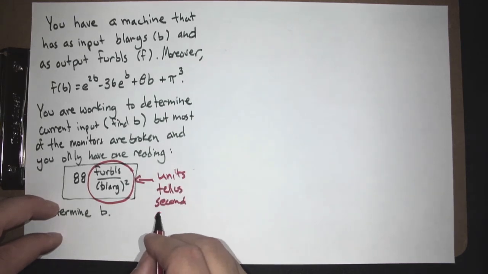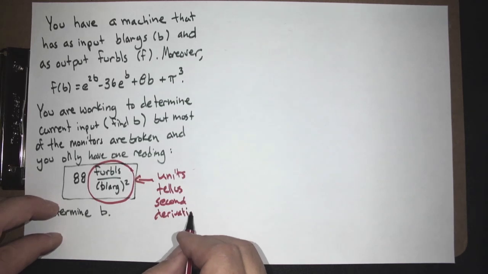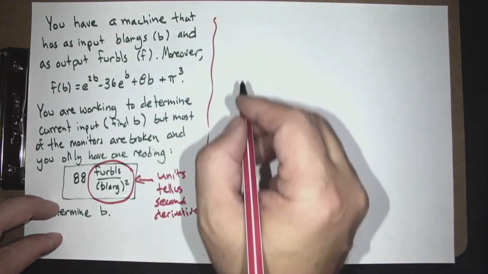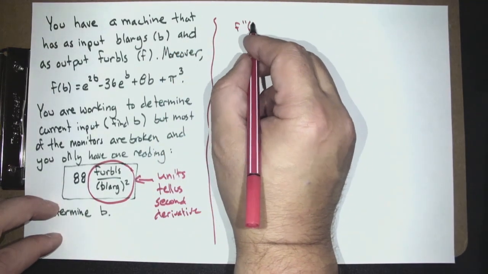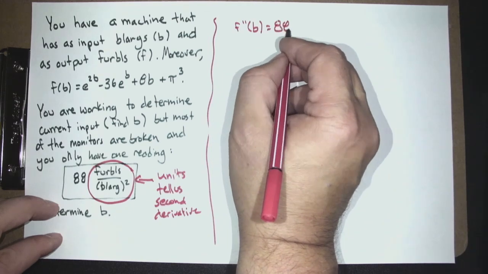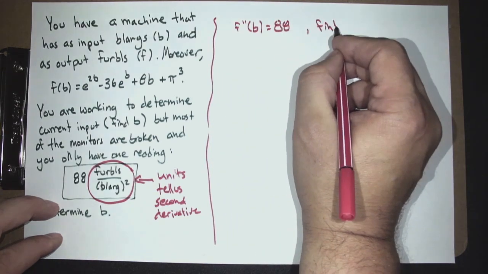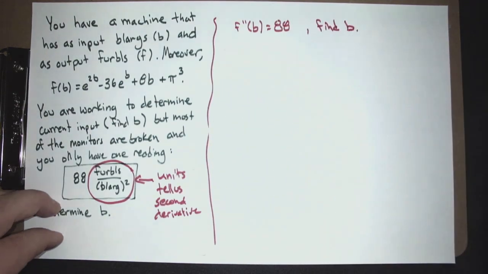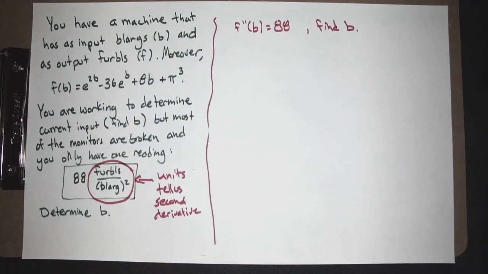And now we go and say, oh, well, we have a reading for the second derivative. So in particular, this problem is really telling us f double prime of b equals 88. Find the value for b. So that's the problem. All right. I wrote this, by the way, and this is one of my favorite problems insofar as how do you test people on units? It was asking about a second derivative.